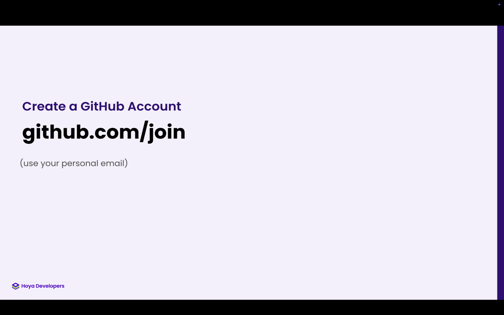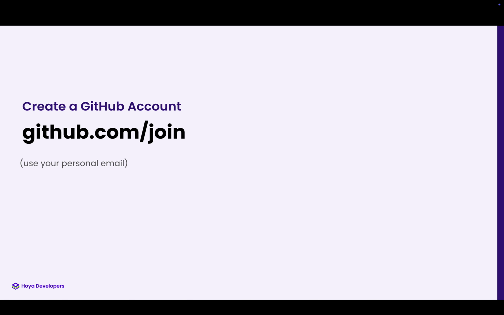So if you do not have a GitHub account, go to github.com/join. My recommendation is to use your personal email to sign up, just because I don't know how georgetown.edu works after you graduate or in coming years, and I've always just recommended using your personal email for it.